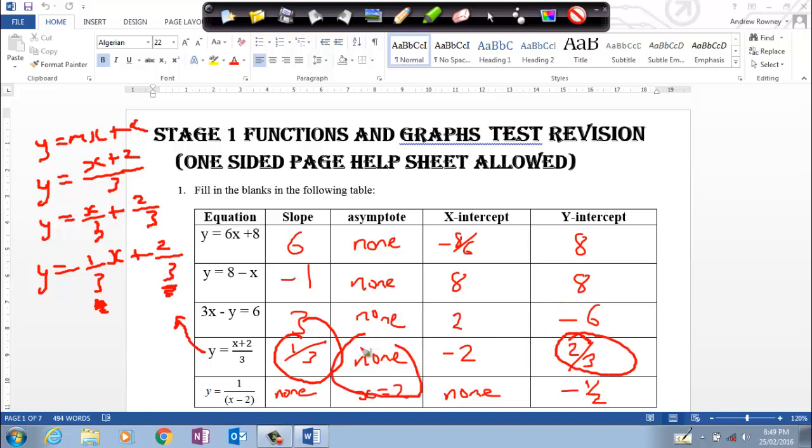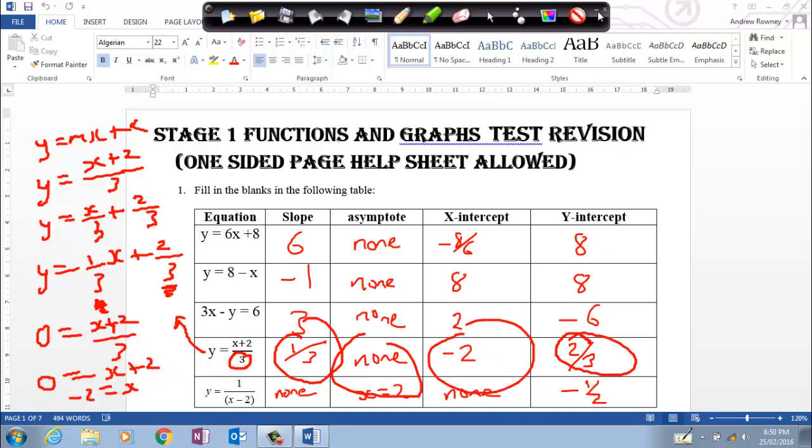There is no asymptote because it's never 0 on the bottom, it's always 3 on the bottom, so it's always defined. The x-intercept is when y equals 0, so if we put 0 into here, you have 0 equals x plus 2 on 3. If you times by 3 on the other side, you'll just have 0 equals x plus 2. If you take 2 over the other side, you've got x equals minus 2. So our x-intercept is minus 2.